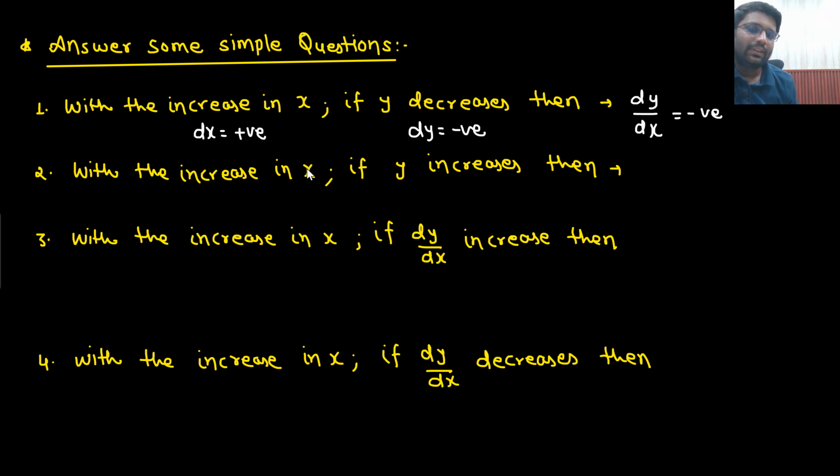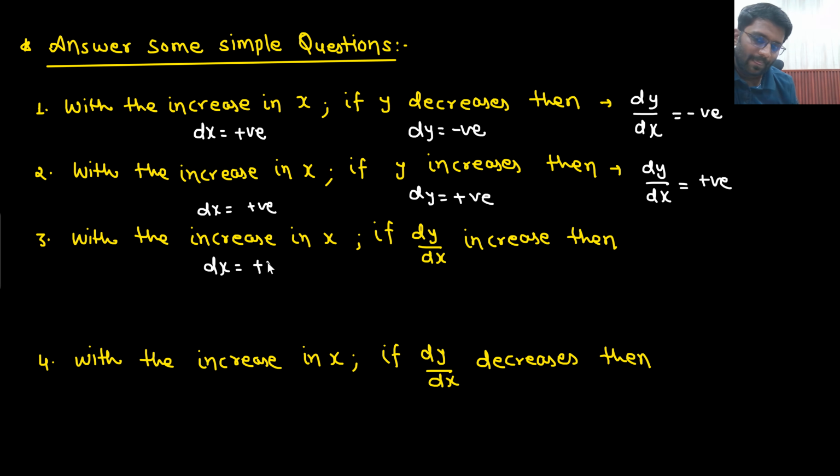Now what they are saying, with the increase in x, if y increases, then what will happen? With the increase in x, that means dx is positive, and y is also increasing, that means dy is also positive. Then what will be the value of dy by dx? That will be positive by positive, positive only. Now answer this thing. With the increase in x, dy by dx is increasing. That means slope is increasing. What does that mean? That means dy by dx is positive.